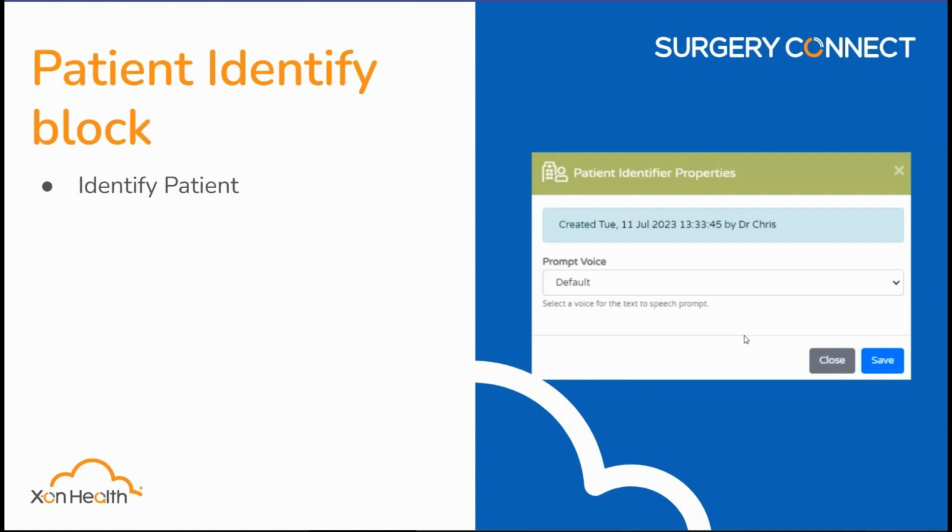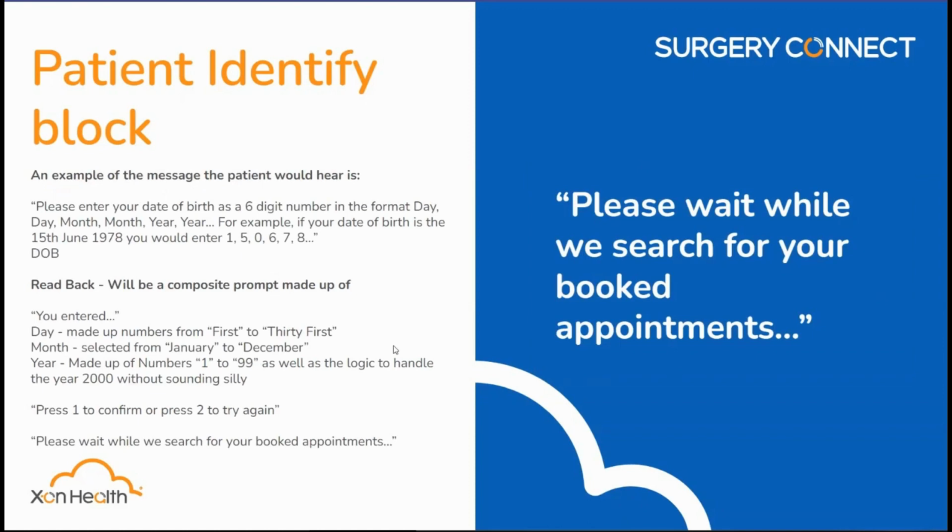So within the patient identifier, there'll be very little that you'll need to change within the call flow once it's been added in there. The only thing that you'll need to check really is that the prompt voice is the same as the rest of your call flow, so it doesn't switch voices halfway through there. It will identify the patient using their telephone number, so the number that they ring into. It will then also use the patient's date of birth. So it will ask them to input their date of birth in a 6-digit format and explain how to do that for them. And then once the patient has been identified, they can then move through the call flow.